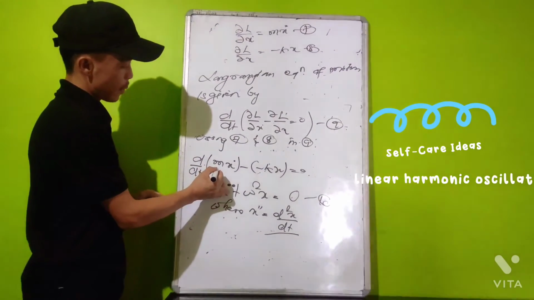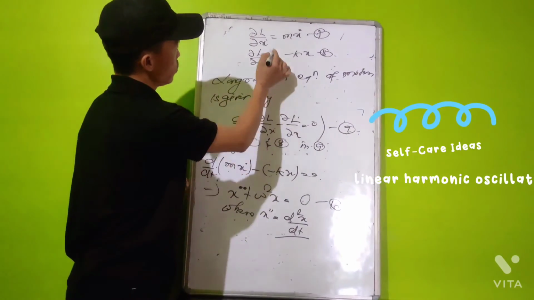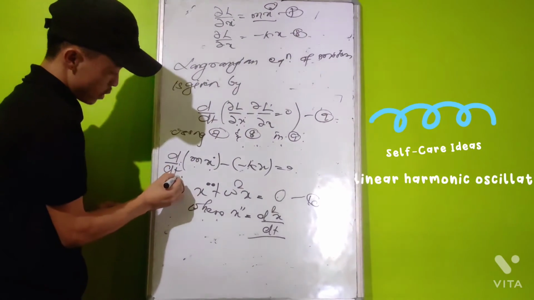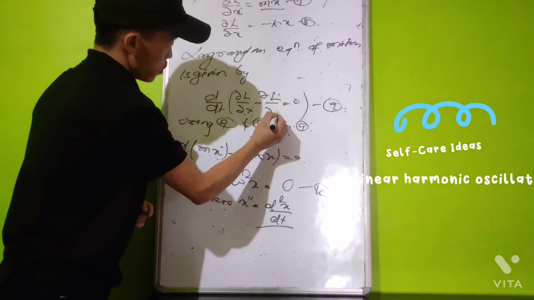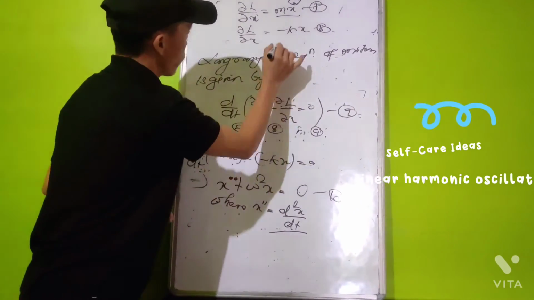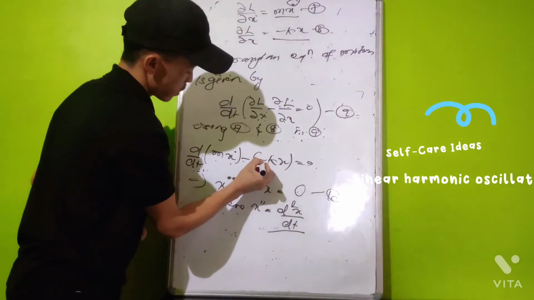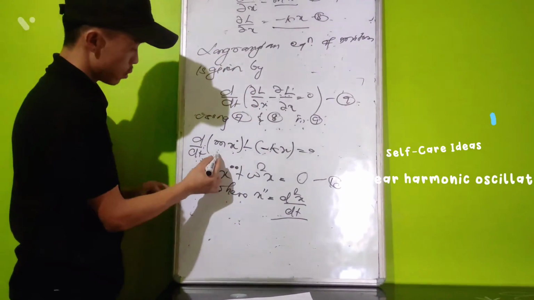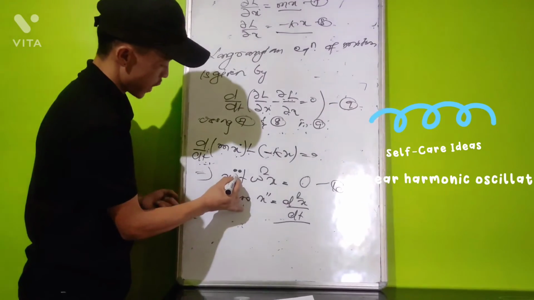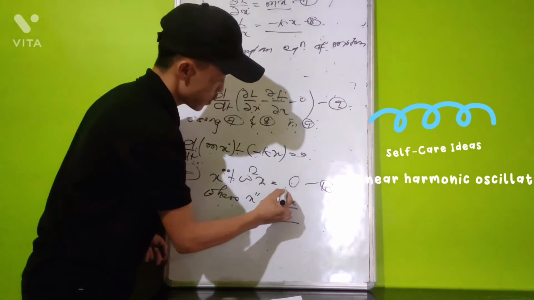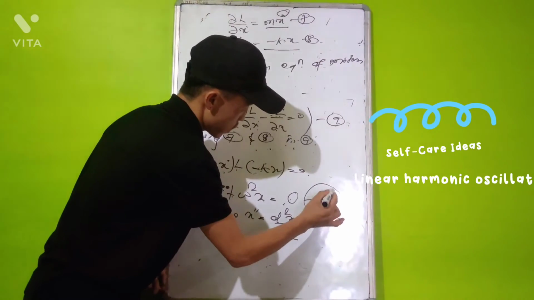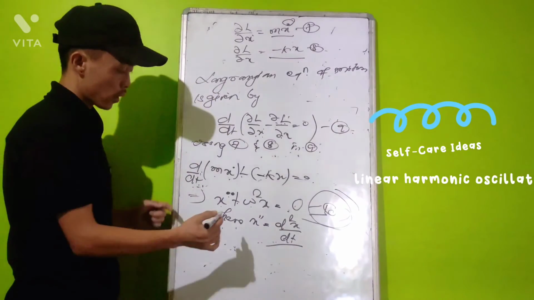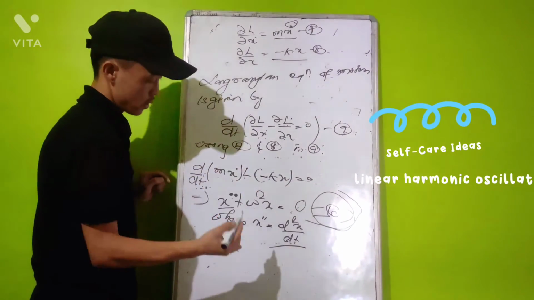We have got ∂L/∂ẋ as mẋ, so d/dt(mẋ) minus, and ∂L/∂x we have got as −kx, so minus bracket of −kx equals 0. So this minus minus gets cancelled. Then we get ẍ + ω²x = 0. So this is our final equation for the Lagrange equation for the linear harmonic oscillator, where this ẍ means d²x/dt².